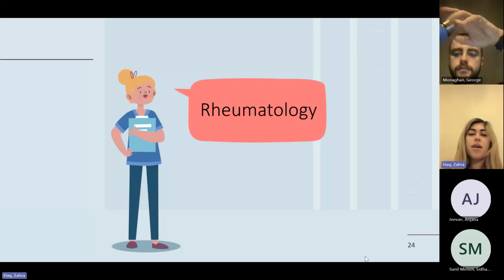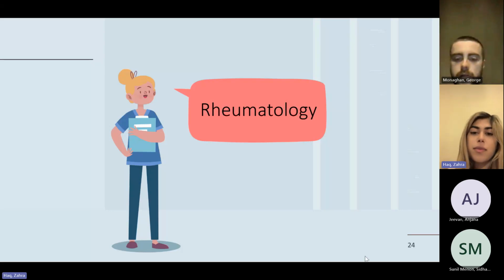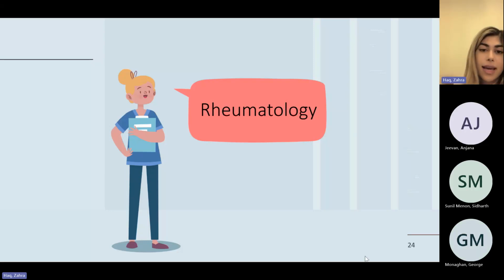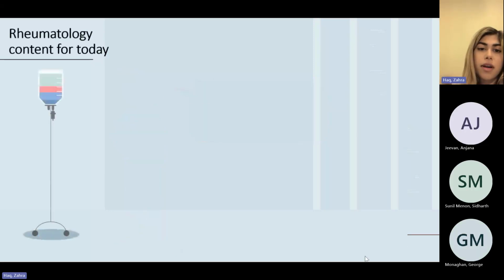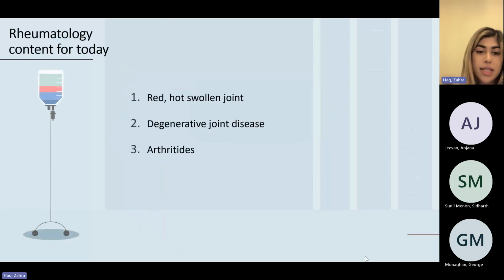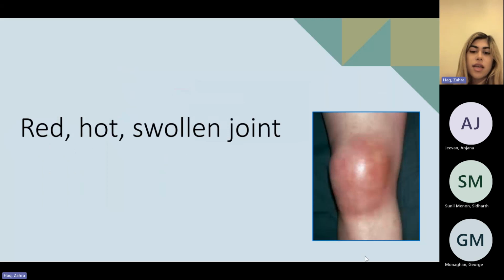Okay, so I'm going to be doing the rheumatology part, the first part, and then Sidharth is going to be doing the second part. So I'm going to be covering red hot swollen joints, degenerative joint disease, arthritis, which is basically just the different kinds of arthritis, and vasculitides as well. Okay, so we're going to be starting with a very commonly asked SBA question, the red hot swollen joint.